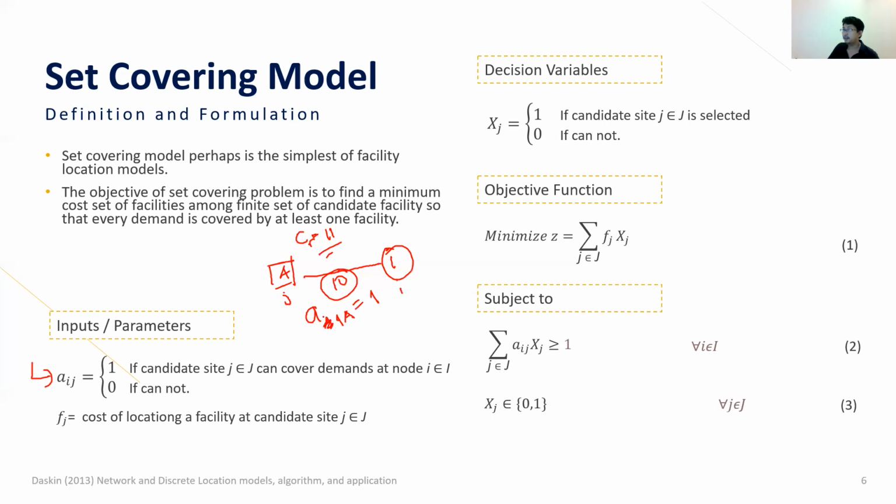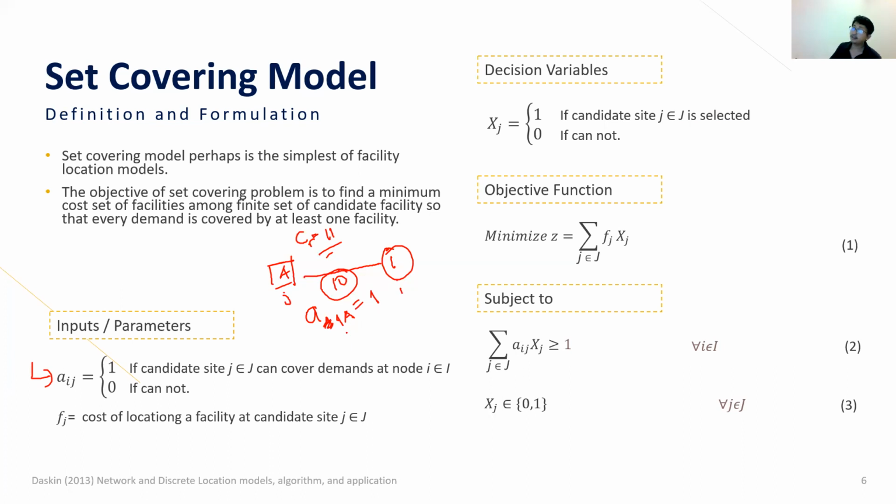So the value Aij is equal to 1 to represent that the candidate site J, in this case candidate A, can cover the demand node I, because the distance is less than the coverage radius, that is the maximum distance radius.